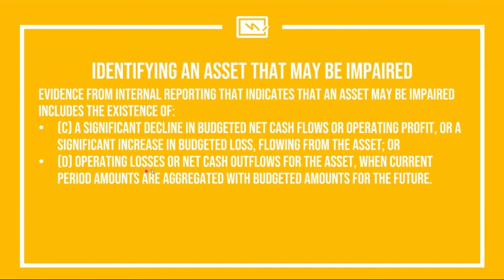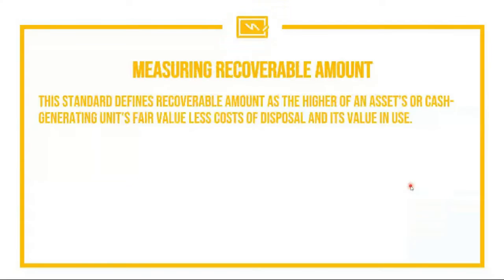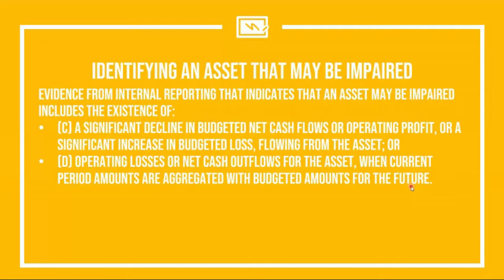And letter D, operating losses or net cash outflows for the asset when current period amounts are aggregated with budgeted amounts for the future. So meaning we are expecting losses. So we do not actually expect any cash inflow anymore. So we have a net cash outflow which will ultimately reduce our total cash flows for the asset or group of assets, which means that there is impairment. Okay, so that's basically how to determine whether there is impairment.